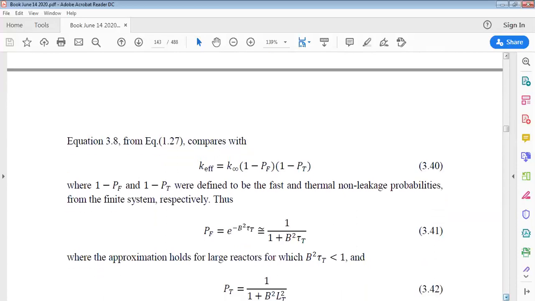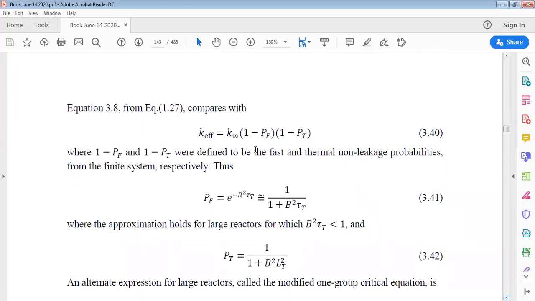And so that equation, if you go back to chapter 1, lecture 1, so 1, 2, 3 were on the introductory concepts on which I took you through the K effective and K infinity. So if PF is the leakage probability, then 1 minus PF is the non-leakage or survival probability. This is the survival probability of fast neutrons. This is the survival probability of slow or thermal neutrons. So if I multiply it by the K infinity, the multiplication of the infinite system, I should get the multiplication of the finite system, and that's what I'm interested in.